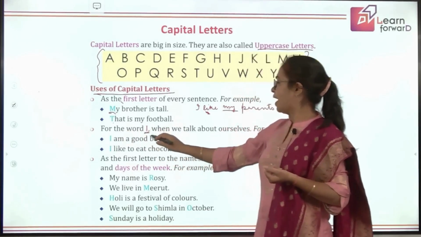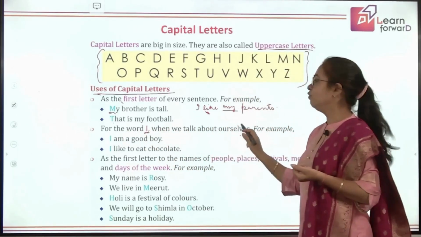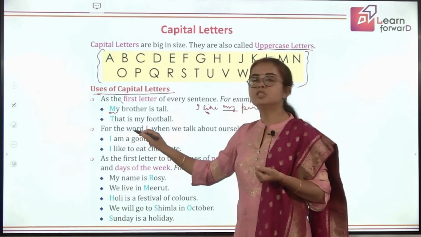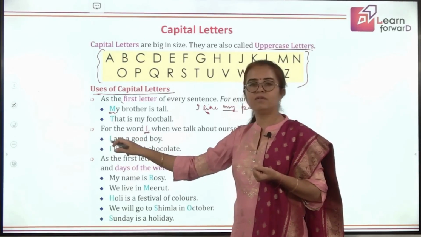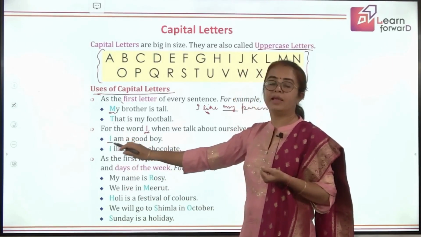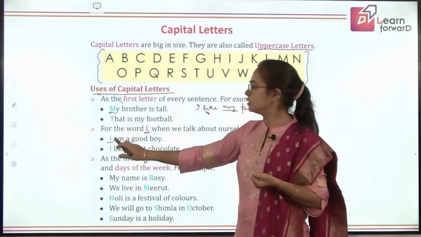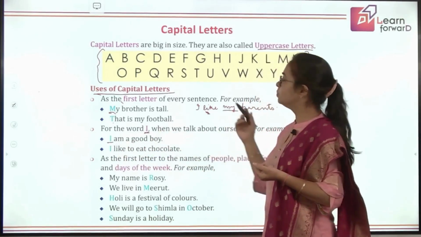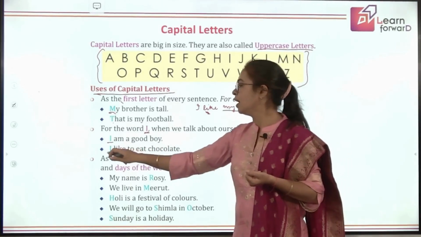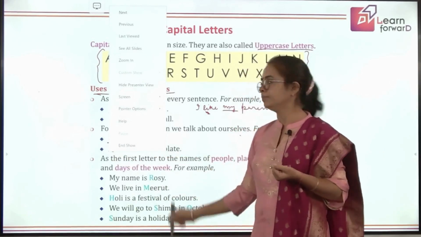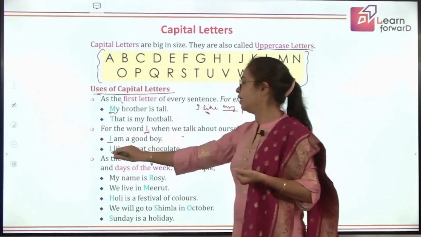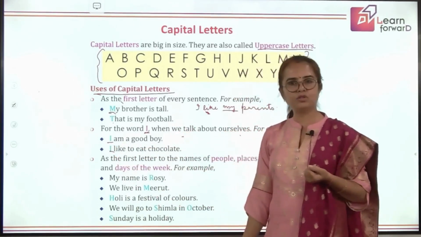So for the word I, when we talk about oneself, we use it in capital letter, like I'm a good boy. So the speaker is talking about himself and is using I as a word here. That's why it is capital. Here it is in the beginning also, but I is always capital even when it is between the sentence. I like to eat chocolates. So here also I is capital. Fine. So next let's see if we use this I between the sentence, will that also be capital?